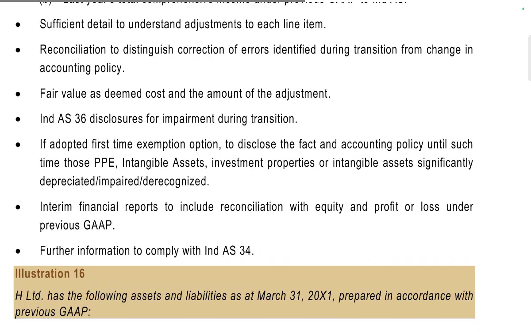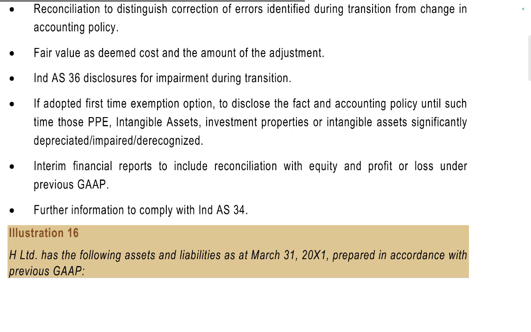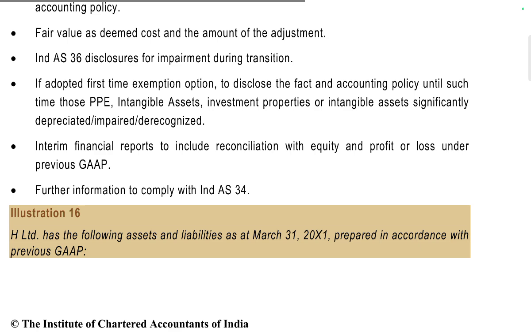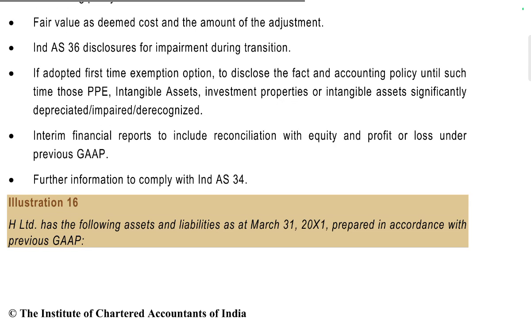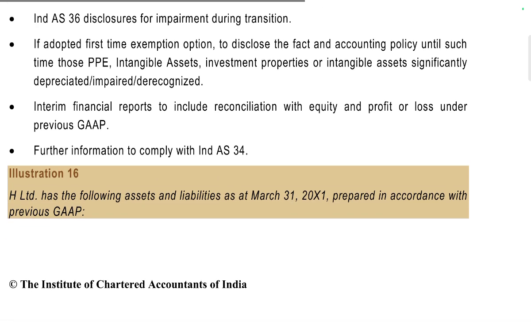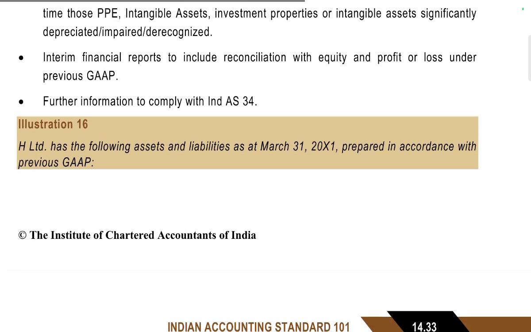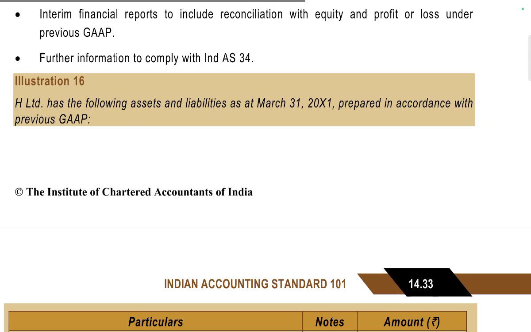The reconciliation should disclose corrections of errors identified during transition to Ind AS or changes of accounting policy. Disclose the fair value used as deemed cost and the amount of adjustment. Also disclose impairment during transition. If the first-time adoption exemption option was adopted, disclose the fact of the accounting policy regarding plant, property, equipment, intangible assets, and investment properties significantly depreciated, impaired or derecognized. The interim financial report includes consolidation with the entity and profit and loss under the previous GAAP, with further information to comply with Ind AS 34.